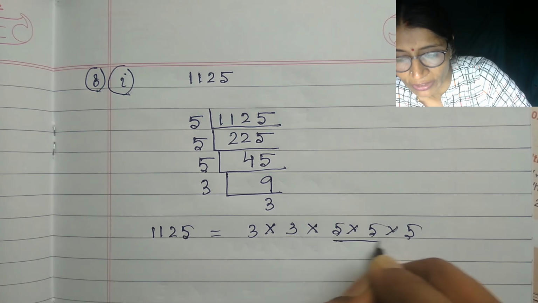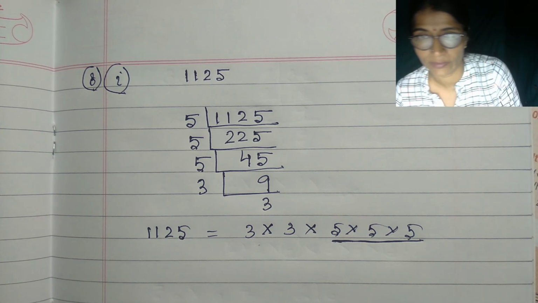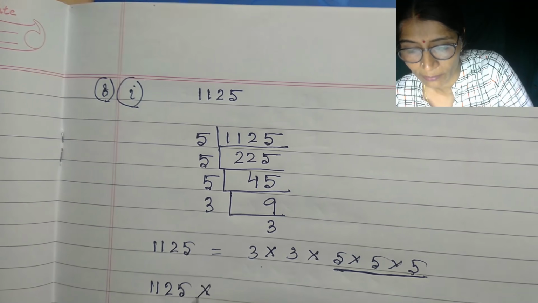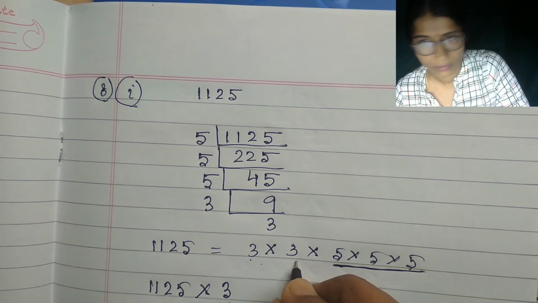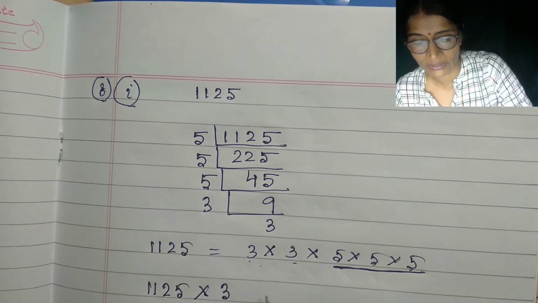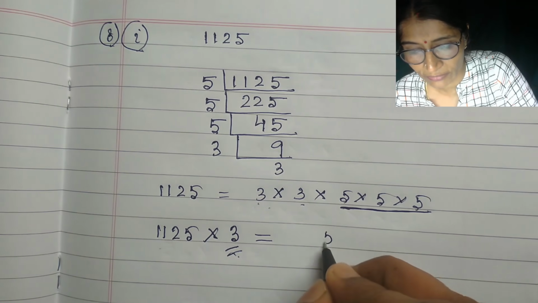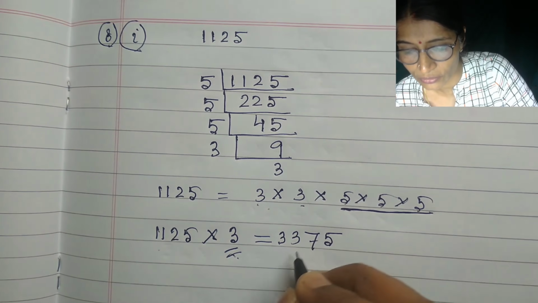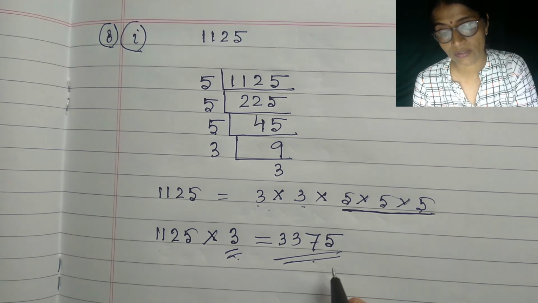So the triplet of 5 is there, but the triplet of 3 is not there. It means 1125 must be multiplied by 3, because one 3 is missing here. Two 3s are there, but the third 3 is not there. So I will multiply with this 3. Then I'll get the number 3 fives are 15, 3 and 3. So this is the product which is a perfect cube.